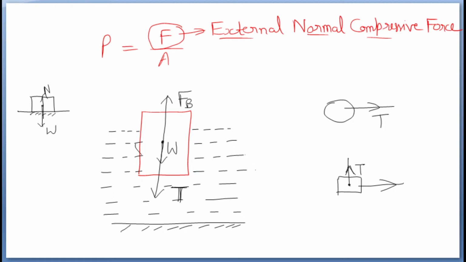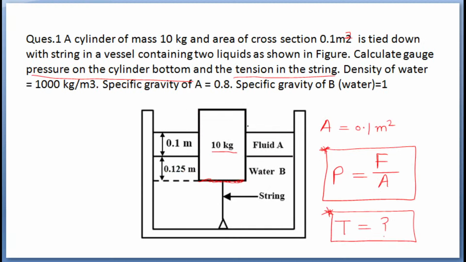But here you have to think like this. Here there is a fluid A as well as water B. They have two fluids, meaning fluid A has specific gravity 0.8 and the other is water. So due to these two fluids, the buoyancy force is acting upward, but here we have to consider the buoyancy force due to both the fluids, fluid number A and fluid number B. This is the point.